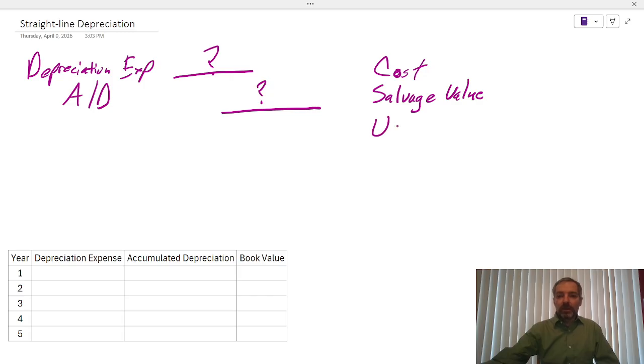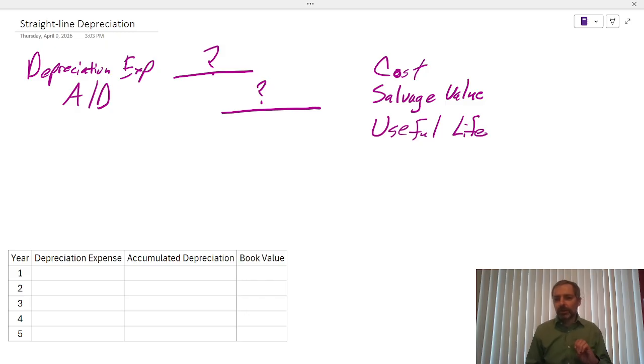The other thing that we need to determine is the useful life. This is also a guess. So we don't know exactly upfront how long our equipment is going to last. So we're just going to guess at it. And so of the three things, there's one thing that we know for certain, and that's the cost. And the other two things we're guessing at, so the salvage value and the useful life.